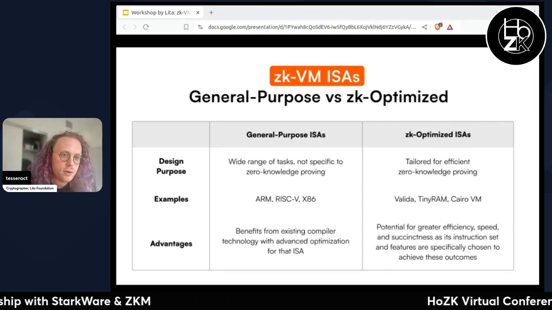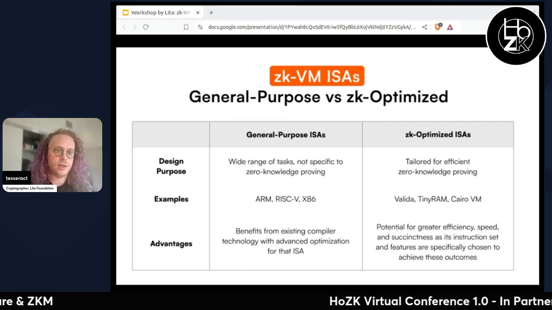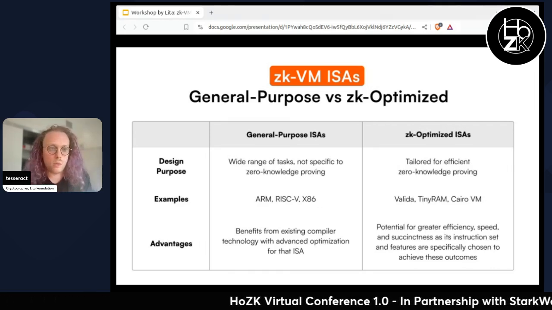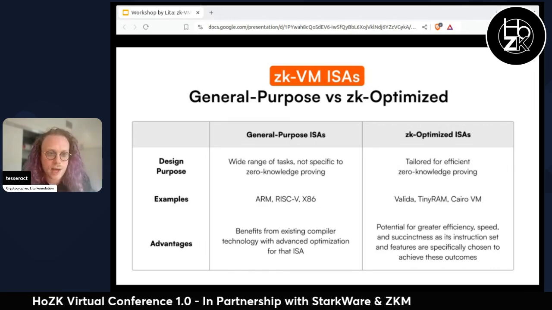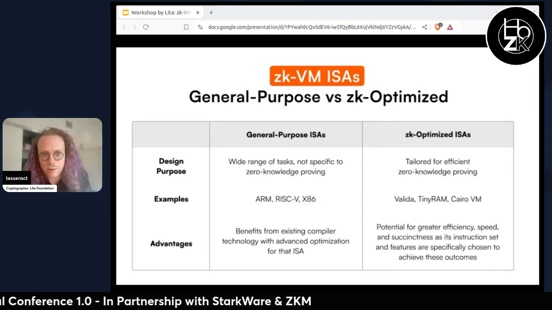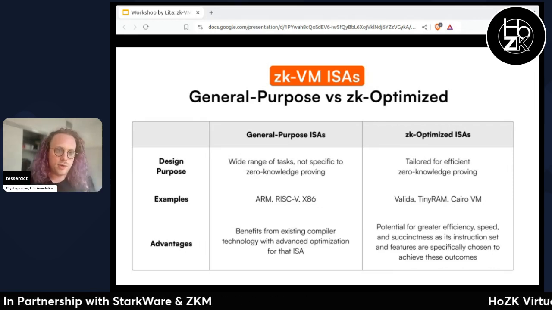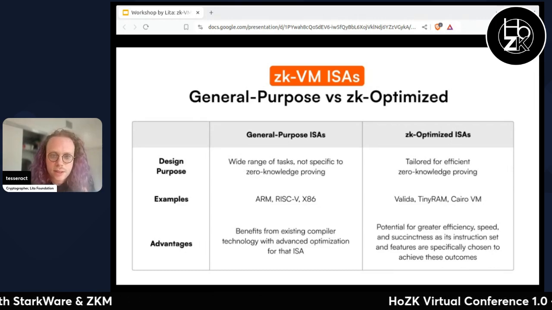And also, there's no point to having registers in the ZK setting because we're not moving electrons around at the speed of light between various types of caches of memory. We're doing polynomials, so there's no notion of locality in the same sense.